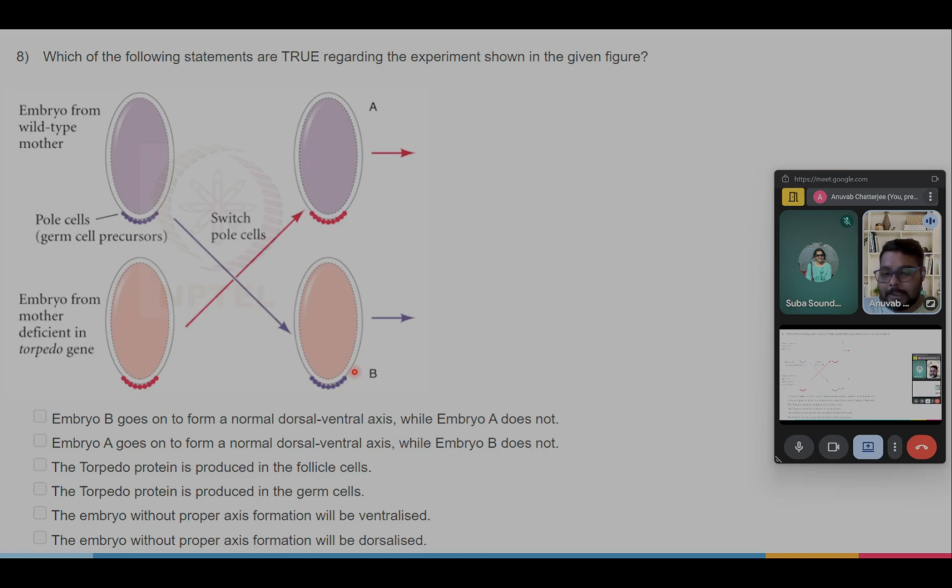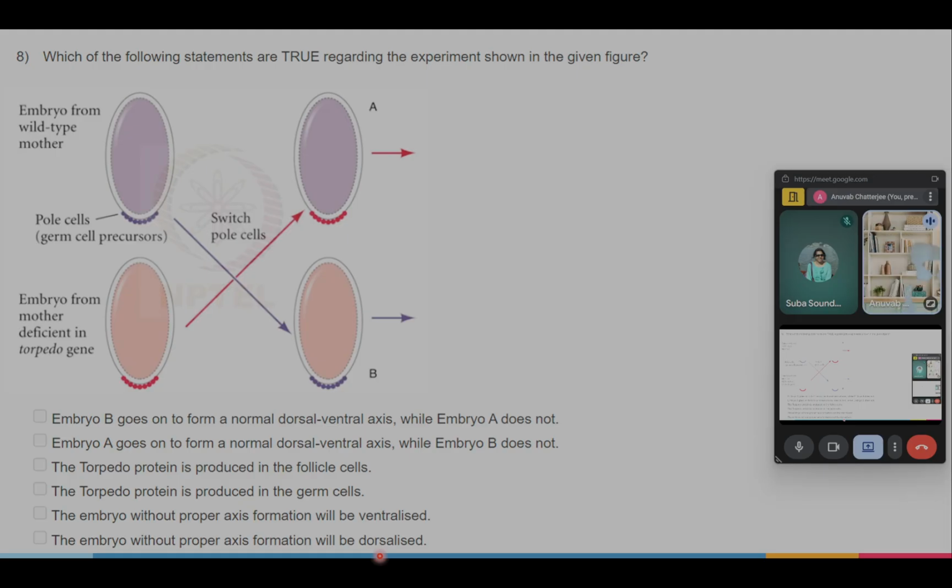So now the question is, which of the following? Embryo B goes to form a normal dorsal-ventral axis while embryo A does not. Embryo A goes to form a normal dorsal-ventral axis while embryo B does not. Torpedo is produced in the follicle cells, torpedo is produced in the germ cells. An embryo without proper axis formation will be ventralized. An embryo without proper axis formation will be dorsalized.